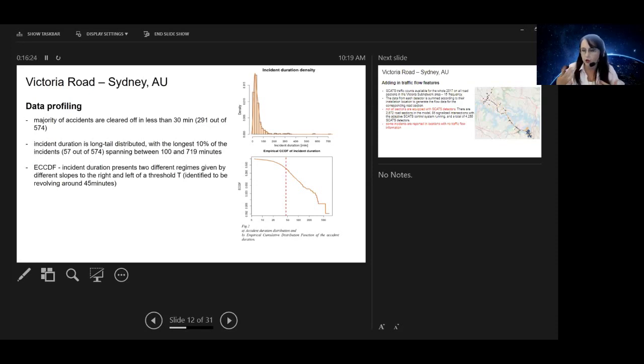So when you're tailoring models, you need to be very aware of how your data set looks, what you want to predict, and how it's distributed. Also, when we plot the empirical cumulative distribution function, we realize there are almost 2 regimes, and these were split around 45 minutes into our data set. Incidents with less than 45 minutes were clearing off differently than incidents longer than 45 minutes.